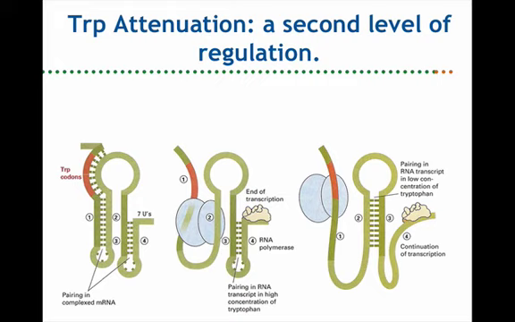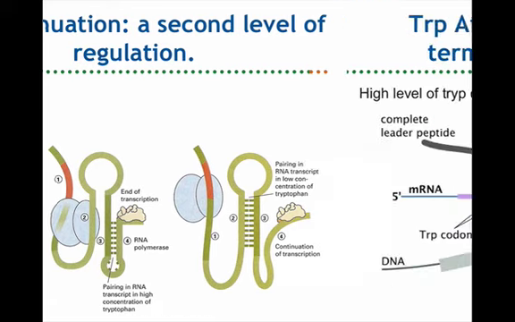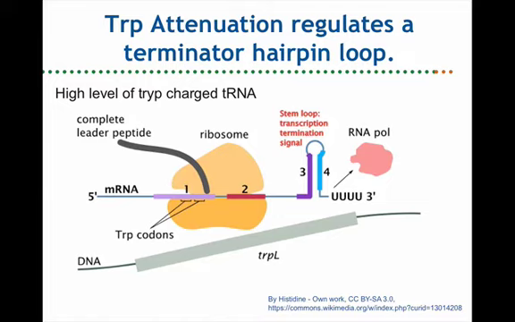Let me show you this one more way. Watch this and be careful. The bottom of this picture is the DNA. You're used to seeing it the other way around, right, with the DNA on the top and the mRNA below. The bottom of this is the TRP-L DNA. It gets transcribed.